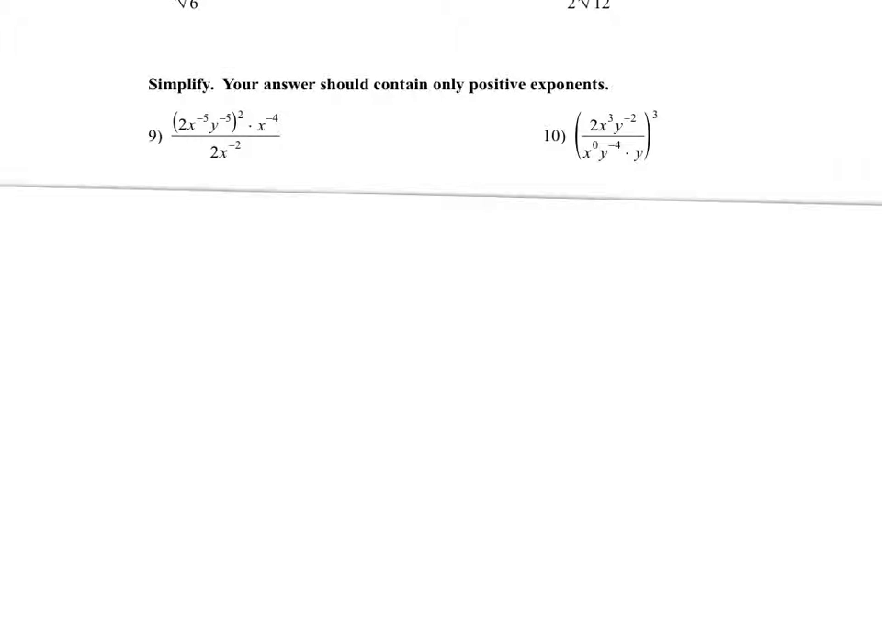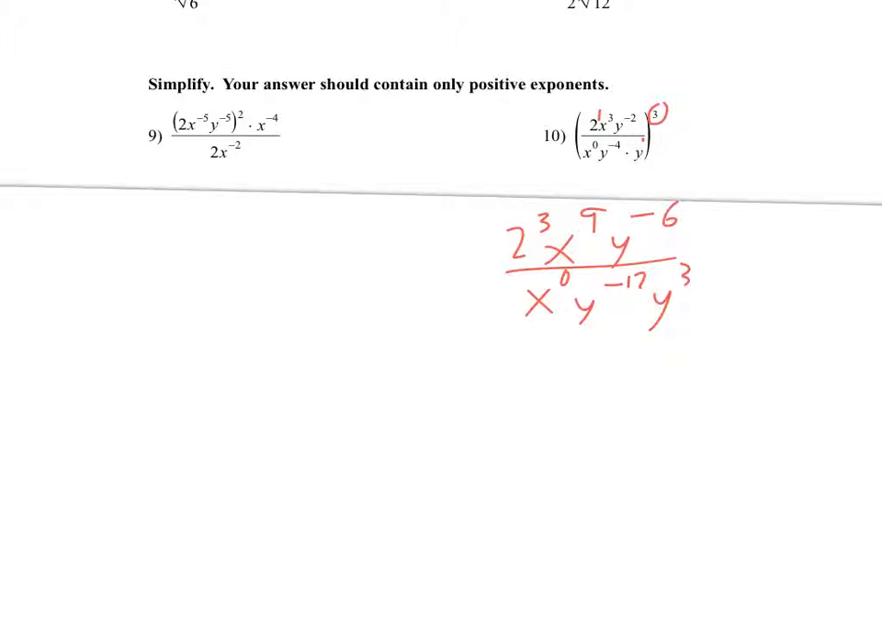All right, next up, number 10. So for this one, we got to send in this exponent since we got it outside the parentheses. It goes to everybody inside the parentheses. I do have some invisible exponents, so I want to put a 1 there. So then it becomes 2 to the 3rd. This will multiply by all the exponents. X to the 0, y to the negative 12th, and then y to the 3rd. So I multiplied all those by 3, everything in the parentheses.